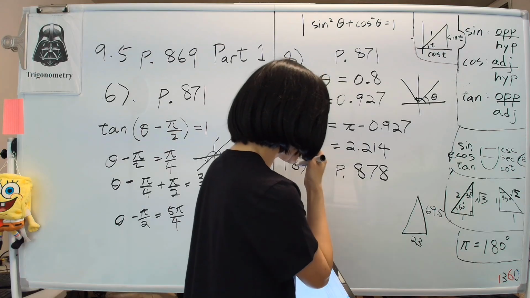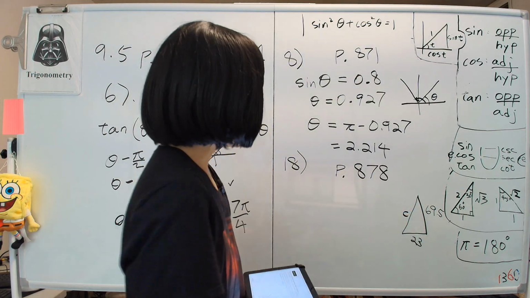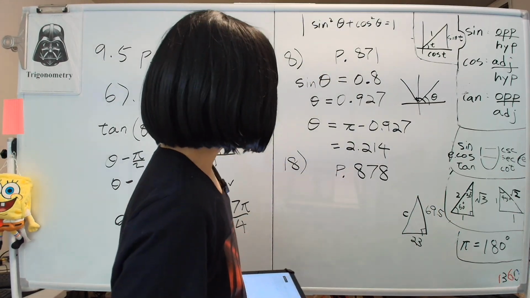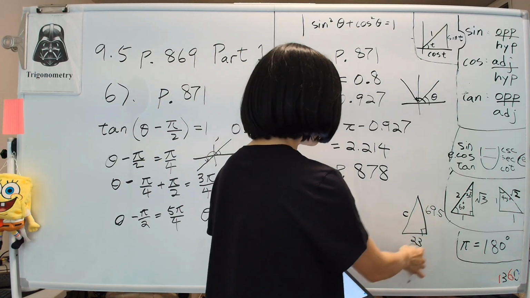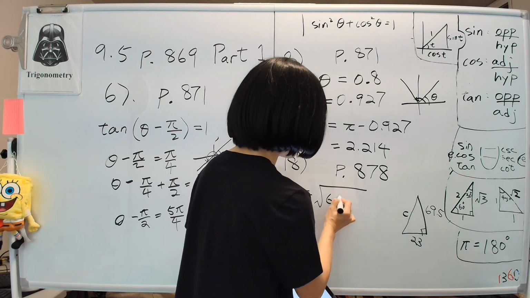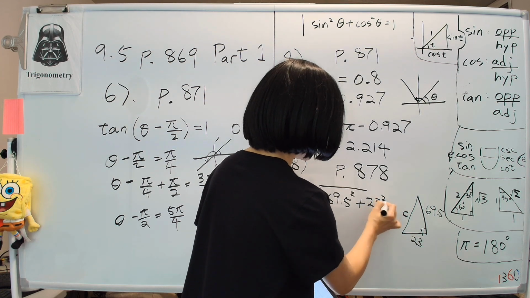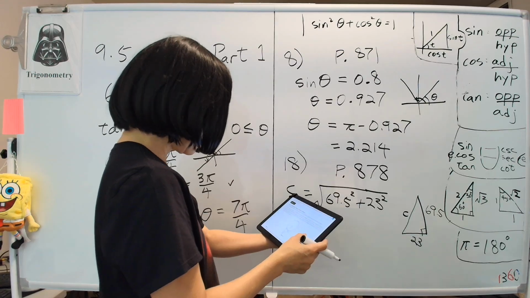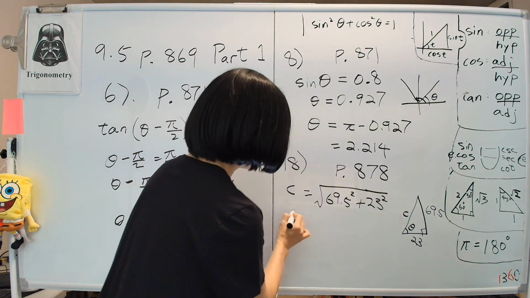And how do you find this? We'll call it C for cable, and this is the right angle right here. So what is C? Well, C is, of course, the Pythagorean theorem. This thing plus this thing and take the square root. C equals the square root of 69.5 squared plus 23 squared. And then the next thing they want to know is the angle of elevation, that is theta.